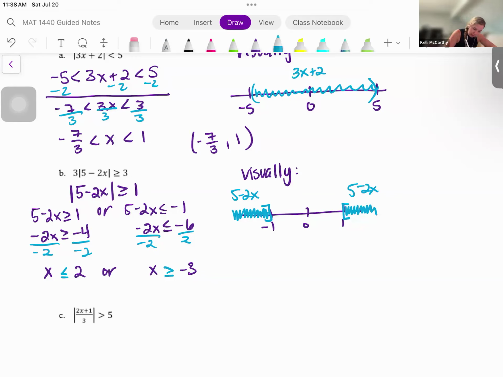Oh, I made a typo. That should be a -2, making this a +3. X is greater than +3.